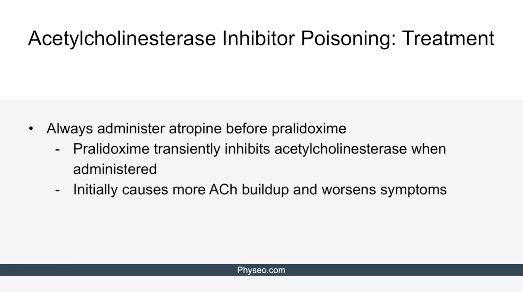A very high-yield point is that the provider should always administer atropine before pralidoxime. This is because pralidoxime transiently inhibits acetylcholinesterase when administered. This causes more acetylcholine buildup in the synapse, which worsens symptoms. Since atropine blocks the muscarinic receptors, it will counteract the transient acetylcholinesterase inhibitor effects of pralidoxime. Therefore, the atropine should be given first so that the transient buildup of acetylcholine in the system from pralidoxime will not negatively impact the patient.